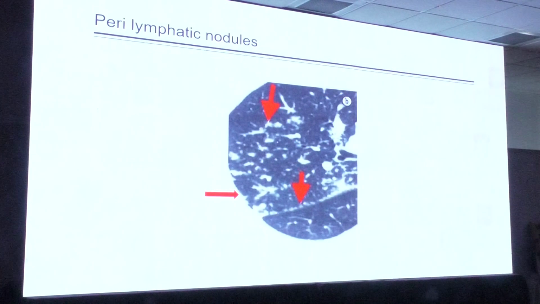Coming to the perilymphatic nodules, this is the perilymphatic nodules. Along the perilymphatic areas, you could also see perilymphatic nodules along the interlobular septa here. Also the nodules perilymphatic along the bronchovascular bundles, and also the subpleural perilymphatic nodules are seen here.